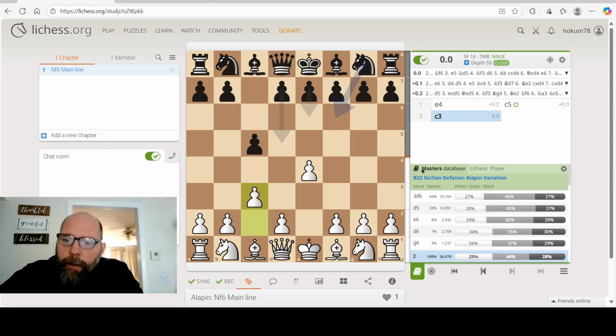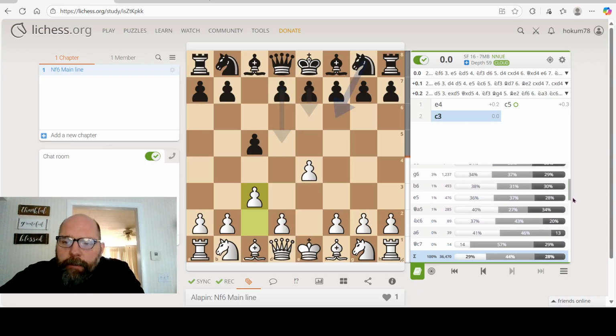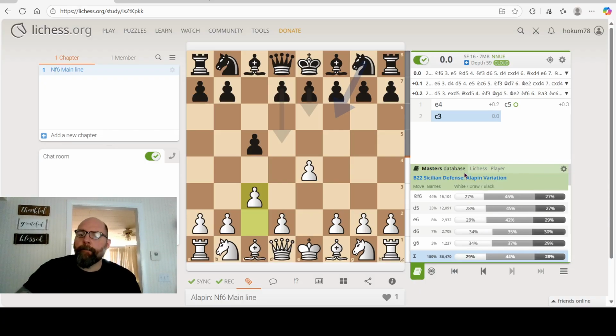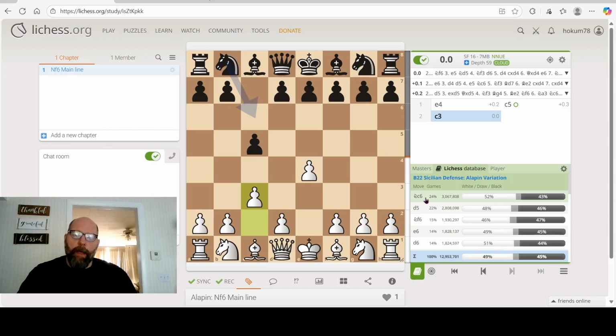So in the masters, let's see where Knight C6 is. Knight C6 in the masters is way down. I don't know how many, there are so many moves before that one. So normally I would say you wouldn't need to look at that. However, since it's something you will be seeing in the Lichess database, that has to be a line that you look at because it's showing up a lot. It's probably transpositional on some level to something. I don't know. It won't be my main line.